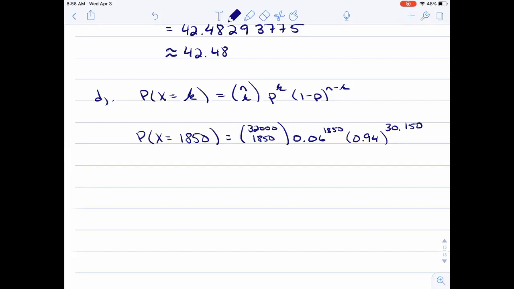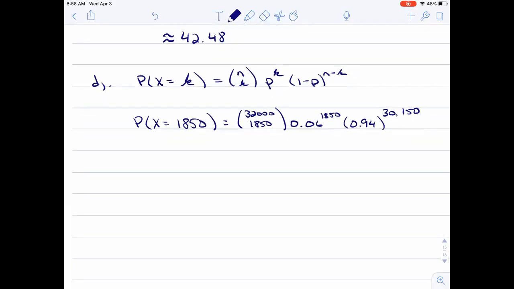I only ask you to set them up. You don't have to, well, you can't do any calculations. You can try 32,000 choose 1,850. I get error 1. We blew it up, because there are too many ways to have exactly 1,850 successes. So there, we've set it up. That's how you would calculate it. A computer obviously could, but we don't need to know the answer.